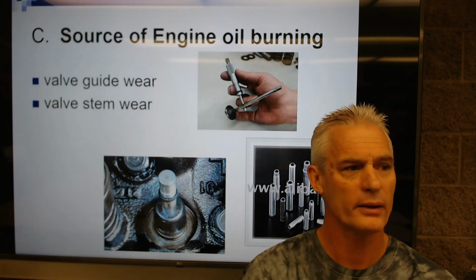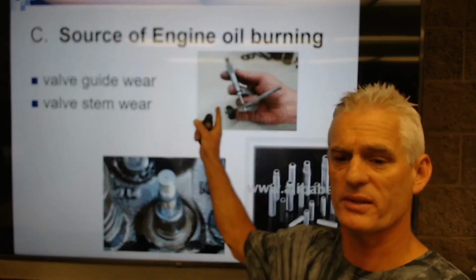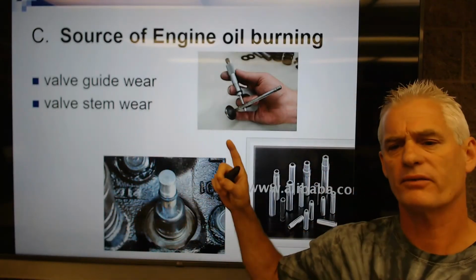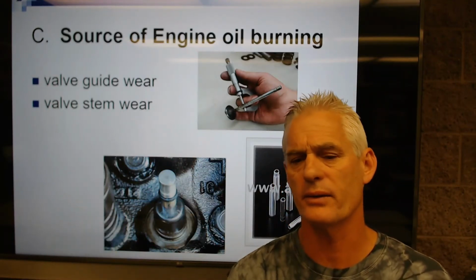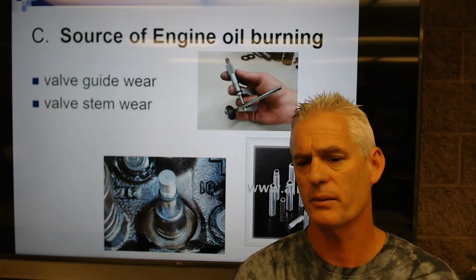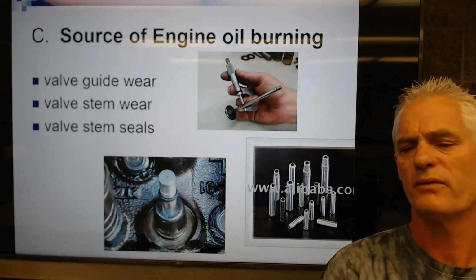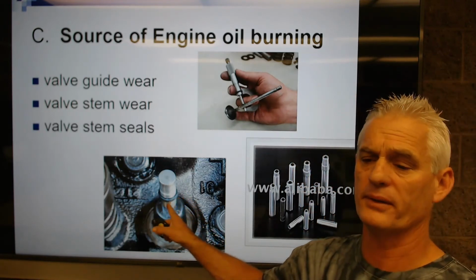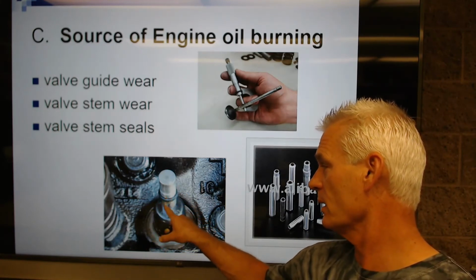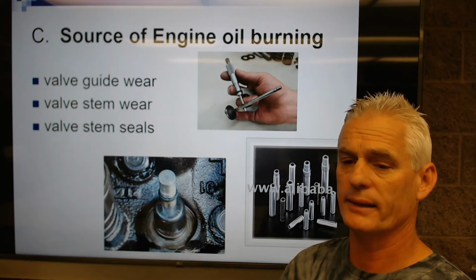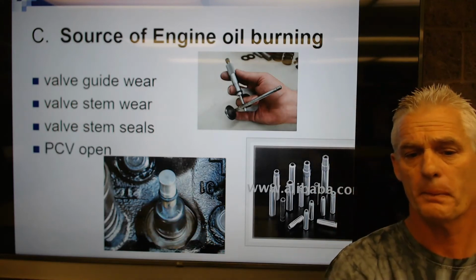Stem wear is going to cause the same thing as a worn valve guide. It's going to let oil down inside the cylinder, and you're going to burn oil. Valve stem seals, if they're not sealing properly, are going to let oil go down. This one has an umbrella seal here as well as an O-ring here. It's going to let oil go down inside there, and in either case, we're going to burn oil.